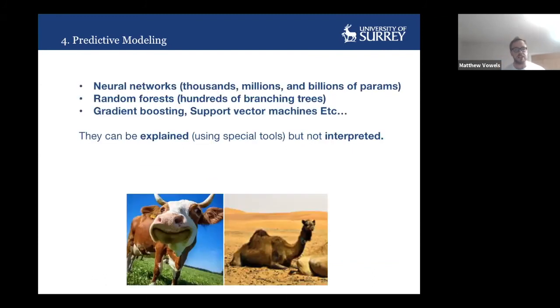So some examples of predictive models include neural networks, which may have billions of parameters, random forests, hundreds of branching trees, gradient boosting machines, support vector machines. There's a whole library of possible techniques you could use from the machine learning field. I kind of see machine learning as just part of statistics, but it seems to have branched off a little bit on its own. But there are lots of techniques that you can use, and all of these will, to varying degrees, fit the data more closely and be data-driven in their functional form. But what I'm going to argue is that they can be explained, but they can't be interpreted.